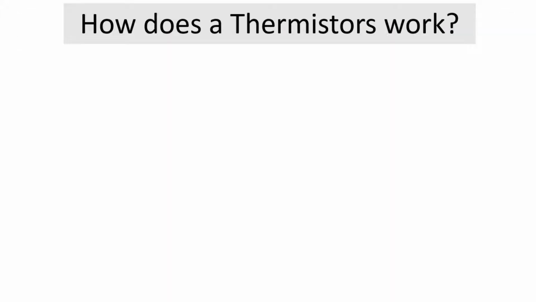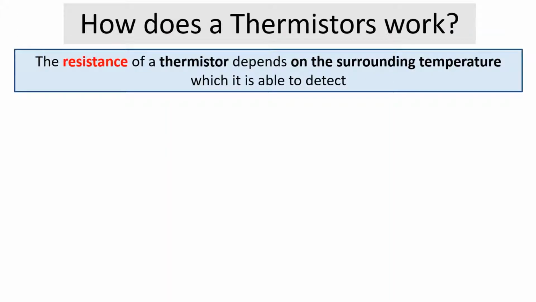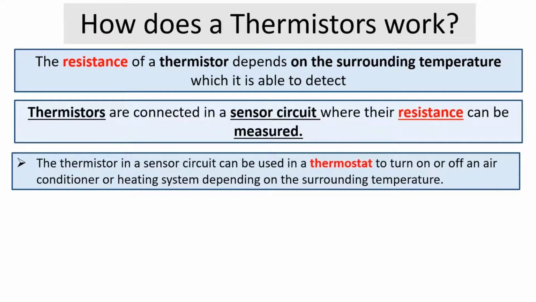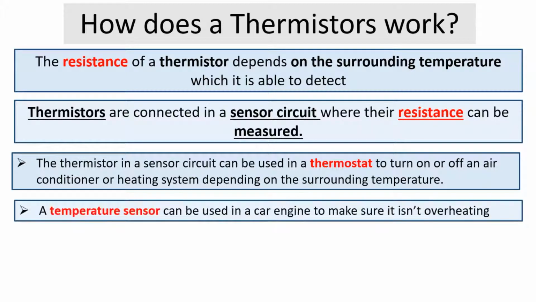How does a thermistor work? The resistance of a thermistor depends on the surrounding temperature which it is able to detect. Thermistors are connected to a sensor circuit where their resistance can be measured. The thermistor in a sensor circuit can be used in a thermostat to turn on or off an air conditioner or heating system, depending on the surrounding temperature. A temperature sensor can be used in a car engine to make sure it isn't overheating.